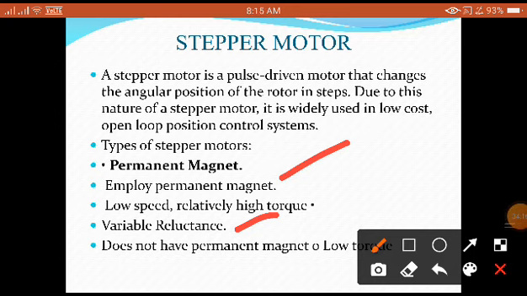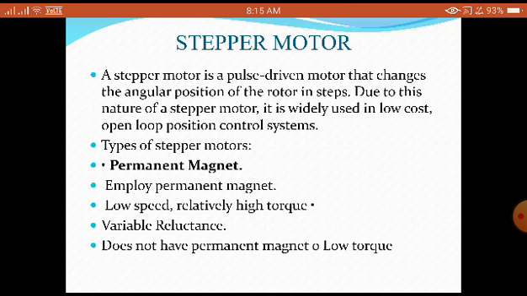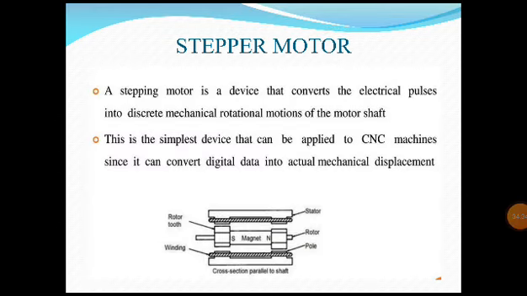The permanent magnet type uses a permanent magnet and has relatively low speed and relatively high torque. Whereas the variable reluctance type does not use a permanent magnet and has low torque. That is very, very important. A stepper motor is a device that converts electrical pulses into discrete mechanical rotary motion of the motor shaft. We have discussed at length that the main function of the stepper motor is to take the pulses and convert that rotational movement into linear motion of the work table.